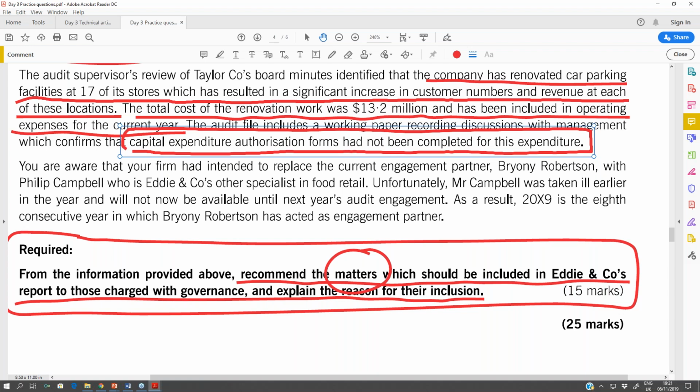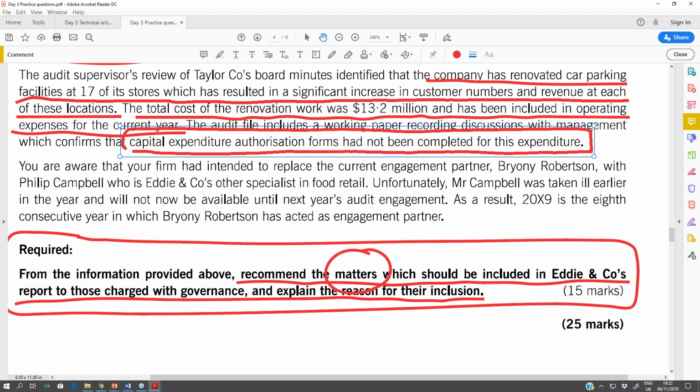You are aware that your firm has intended to replace the current partner, Brian Oni, with Philip, who is Eddie's other specialist in food retail. Unfortunately, Mr. Campbell was taken ill earlier in the year and will not be available until the next year audit engagement. As a result, 20X9 is the 8th year in which Bryony Robertson has acted as an engagement partner. Do you believe that if the engagement partner is acting for the 8th year, this gives rise to a familiarity threat? This gives rise to an ethical issue, right?